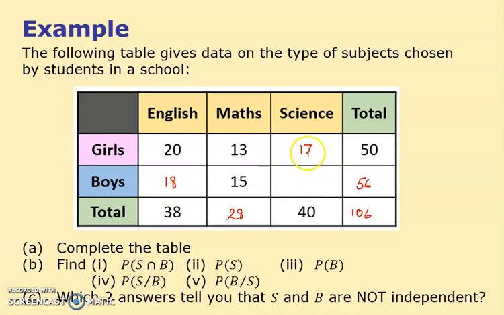And now I can work out these numbers as well. And that's 23. And I'm just going to check here to make sure I haven't made any mistakes. 18 plus 15 plus 23 is 56. So yeah, I think I've completed the table. Find then, number 1, the probability of being, well, presumably S means science.